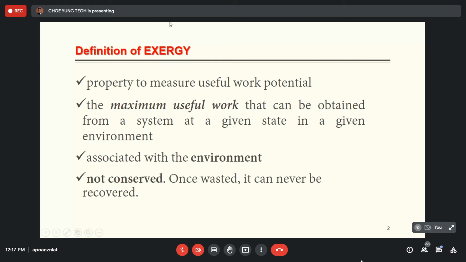Okay, so this Exergy is defined as the maximum useful work that can be obtained from a system at a given state in the given environment, and it is associated with the environment and not conserved. Remember that energy is conserved, but Exergy is not conserved. Once wasted, it can never be recovered. Okay, what does Exergy mean in general? Maybe I can give you an example.